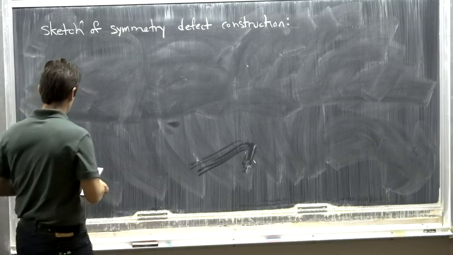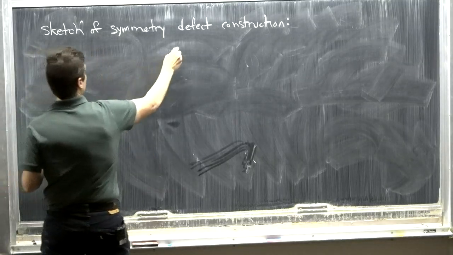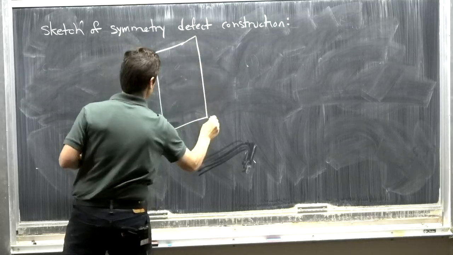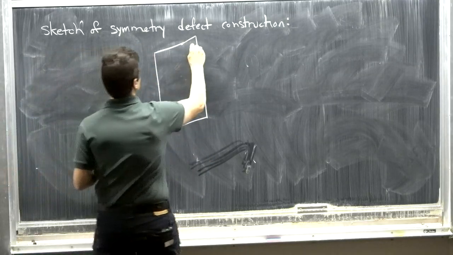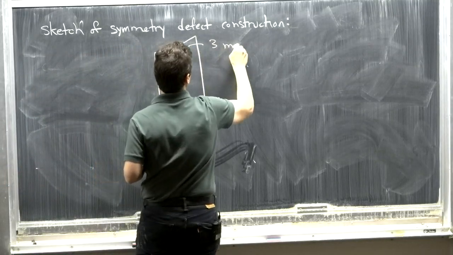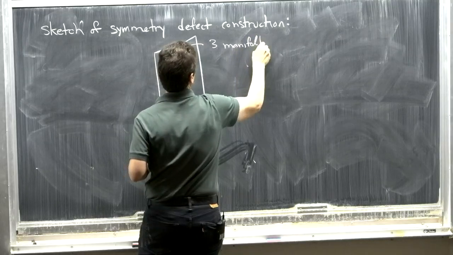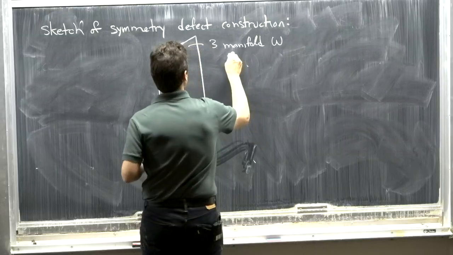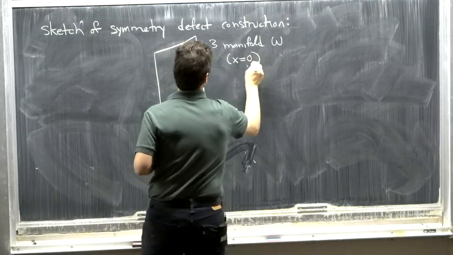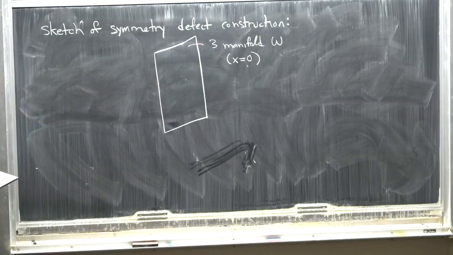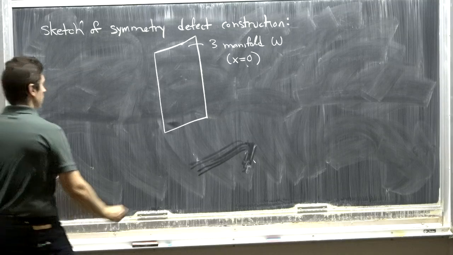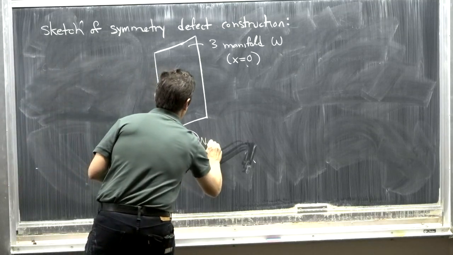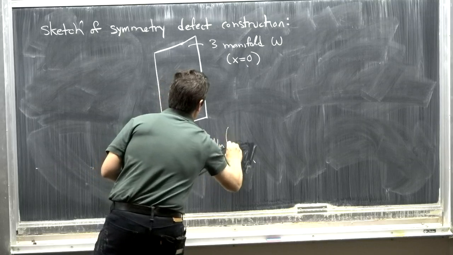Okay, so what's going to be the picture? So here's going to be our defect. This is going to be some 3-manifold. You could think of it as all of space if you like, or some other 3-manifold. We'll call it W. And I'll locally say it's specified by the coordinate x being 0, where x is some one coordinate. And here is going to be our defect, D, on W.